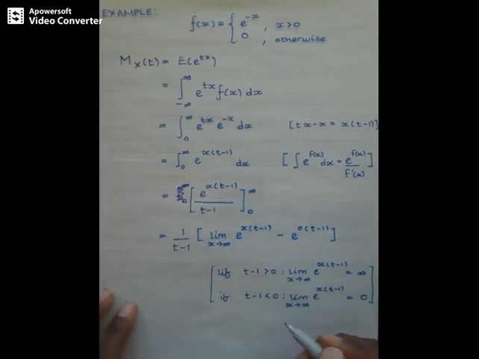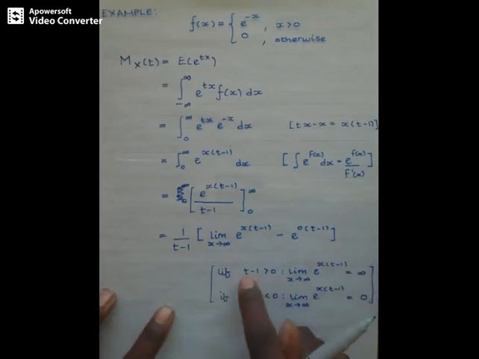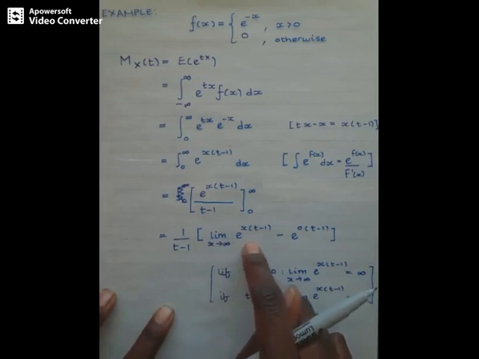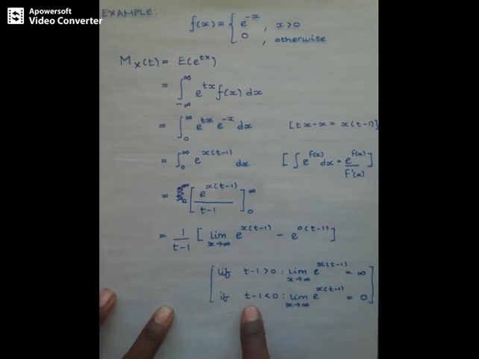Now, in order for this thing to be defined, obviously we can't consider values of t minus 1 that give infinity, because this thing is not going to be defined. It's going to go to infinity if you put infinity there. So we're going to restrict the domain of t so that you get a specific, defined moment generating function. In this case, if we restrict t minus 1 to be less than 0, we know that this limit is equal to 0. So in the next line, this is an important part, I'm just going to keep that.